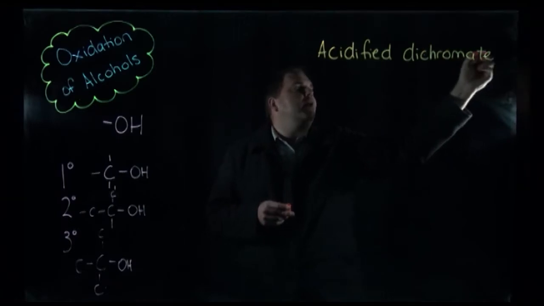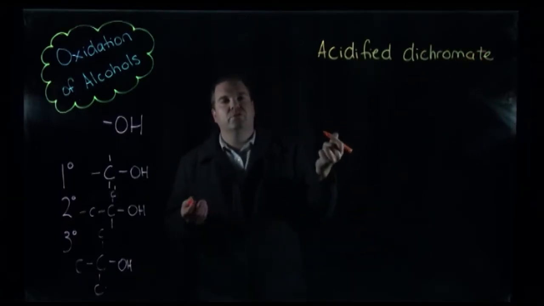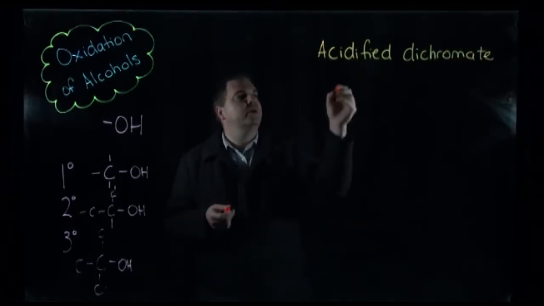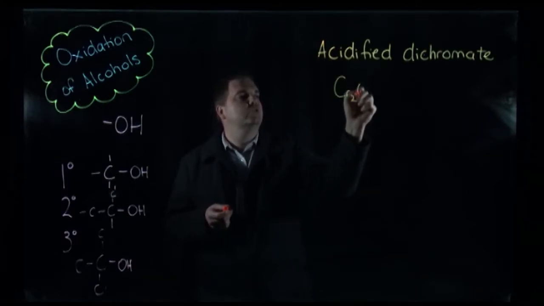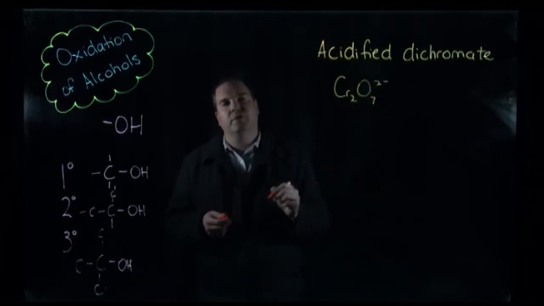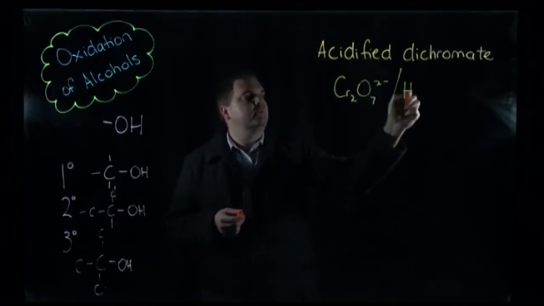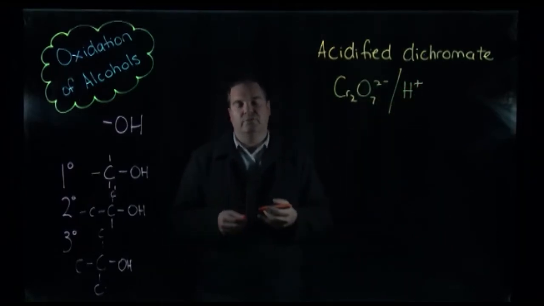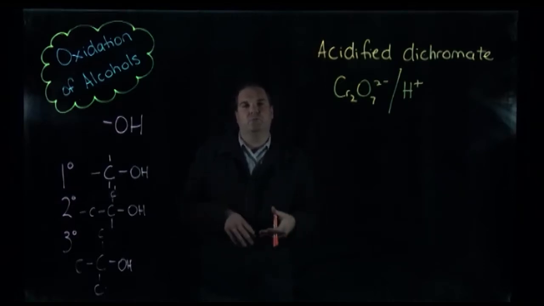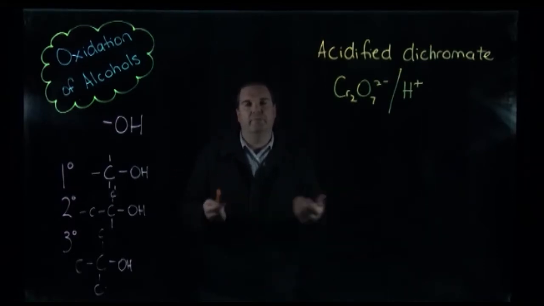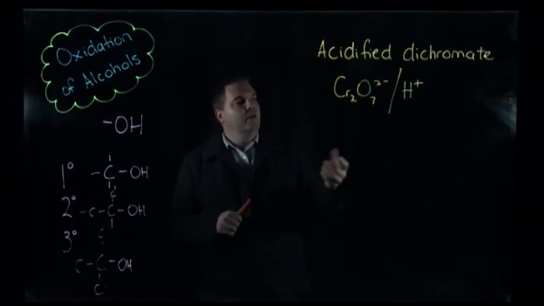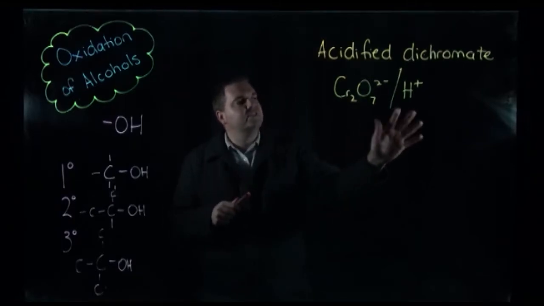Okay. Now, acidified dichromate uses two things. It normally uses potassium dichromate, so the dichromate is Cr2O7 2-, which is orange in colour. And then we acidify it with some hydrogen ions, so generally some concentrated sulfuric acid, or it might be dilute sulfuric acid, depending upon how much you need. And this is orange in colour.